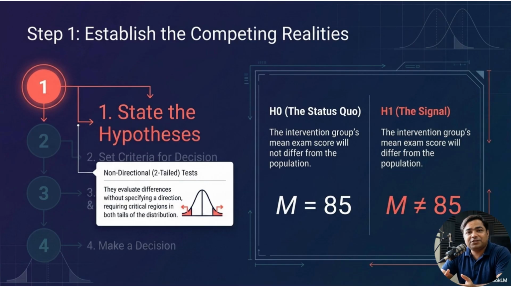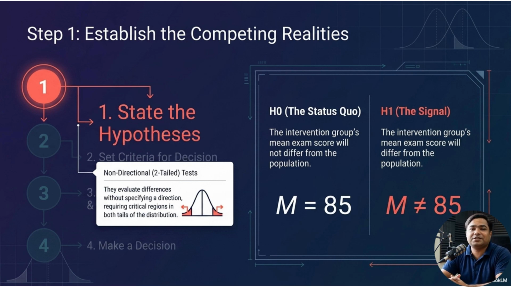Now let us focus on step 1, stating the hypothesis. In this example, the population mean is 85. This means that historically, based on previous data, the average exam score is 85. The null hypothesis says the intervention group's mean exam score will not differ from the population. In symbolic form, we can write H0: M equals 85. Here, M represents the sample mean, or the mean score of the intervention group.